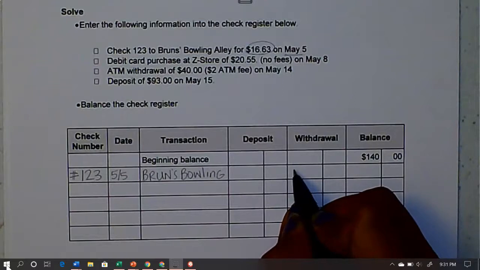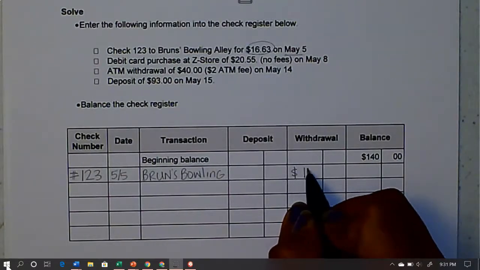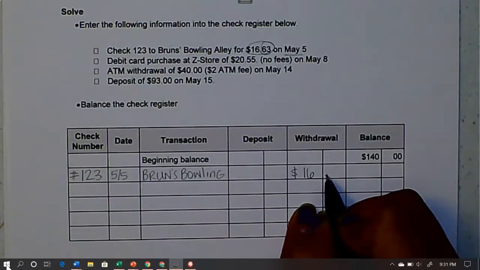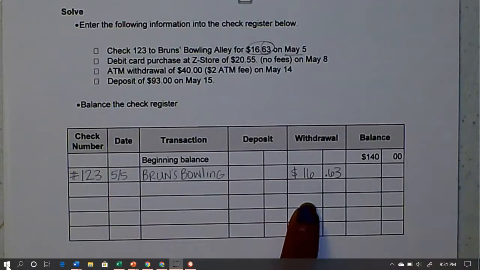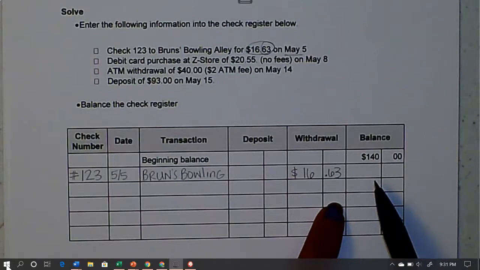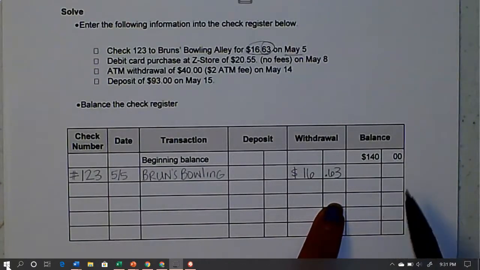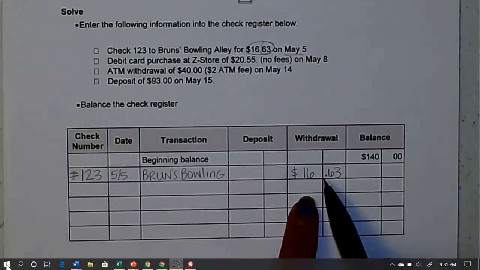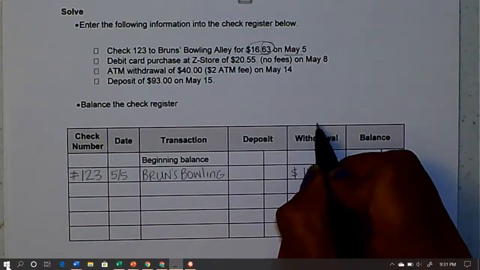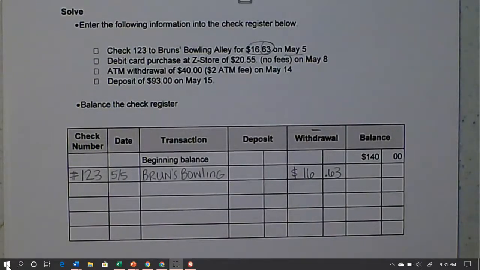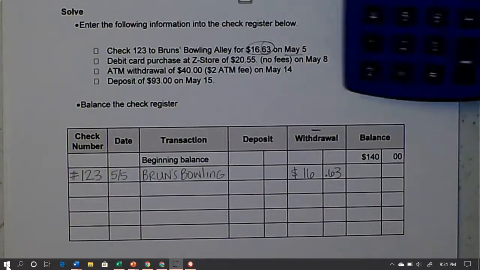So the dollar amount goes here. The dollar amount is 16, and the cents part is 63. So I'm going to put a decimal and 63 here. Now, before I move on, I'm going to need to find my end balance. So I'm going to take my starting balance, which was $140, and remember, withdrawal is associated with subtraction. So I'm going to subtract $16.63. Just for time's sake, I'm going to use a calculator.